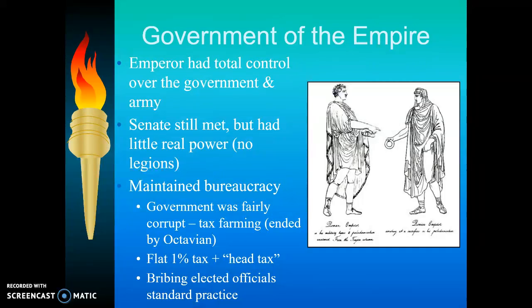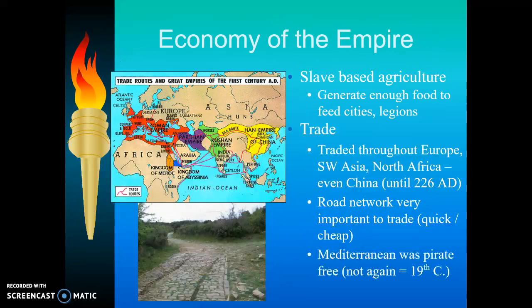As the empire became more mature, there was a flat 1% tax established on all goods, services, and then a head tax, which was basically a communal tax placed on towns, which had to pay for every person that lived in the town. That meant there had to be a census taken regularly to figure out who lived where. Bribing elected officials was common, indeed standard operating practice in the Roman Empire.